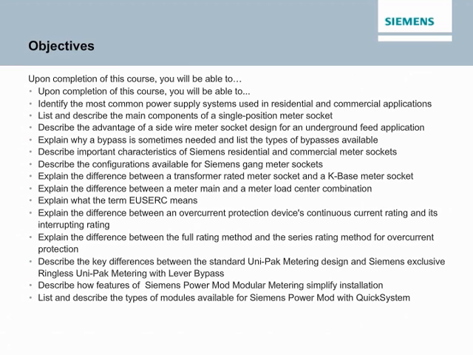Upon completion of this course, you should be able to do the following. Identify the most common power supply systems used in residential and commercial applications. List and describe the main components of a single position socket. Describe the advantage of a sidewire meter socket design for an underground feed application. Explain why a bypass is sometimes needed and list the types of bypasses available.